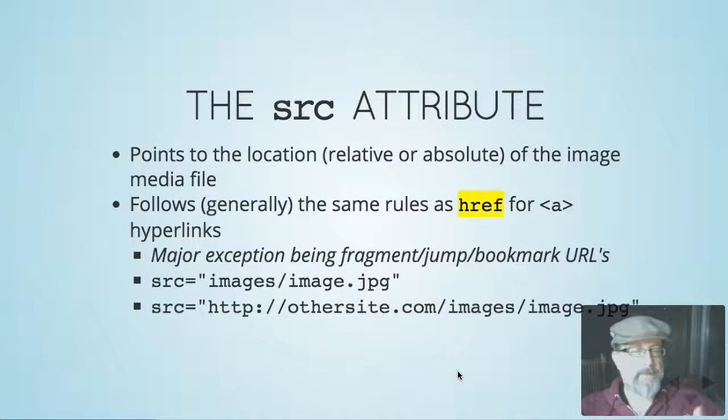So first off is the source attribute, this SRC. This points to the location, whether relative or absolute, of the image media file itself. And this generally follows the same sorts of rules as the href does for hyperlink tags. The major exception here is that it doesn't do fragments or jumps or bookmark URLs, the hash and then an identifier, though in some web servers that can be worked around. Realistically, in this circumstance, we don't really talk about it as possible.